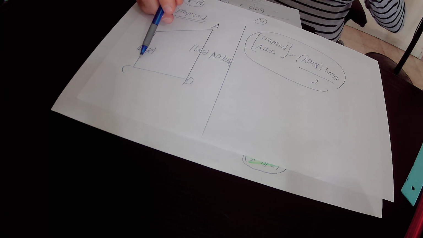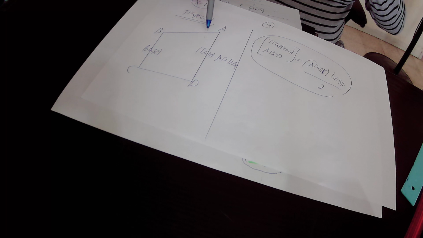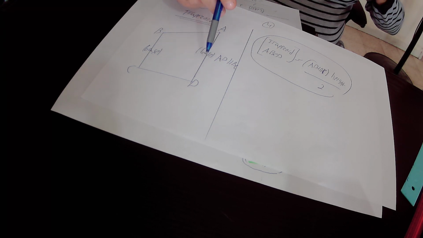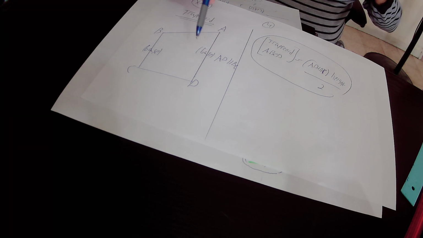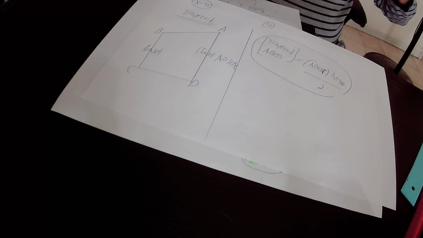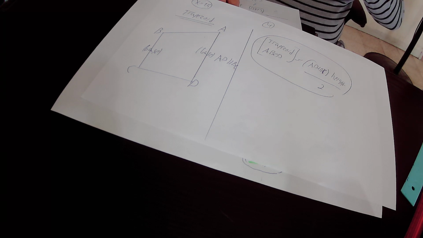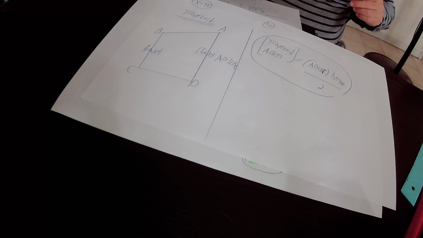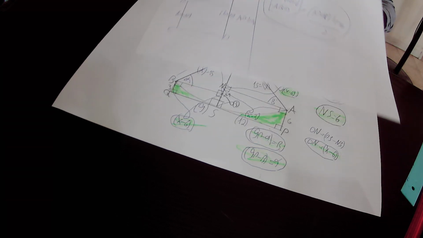For example, from BC, we draw a perpendicular on AD, or from AD we can draw a perpendicular on BC. From any point on AD, we can draw a perpendicular on BC, and the perpendicular will be the height to the base. So in conclusion, the area of trapezoid ABCD equals the sum of its bases, that is AD plus BC, times the height to the base over 2. Again, the height to the base must create 90 degrees with the base.